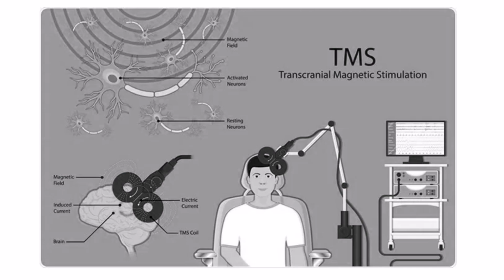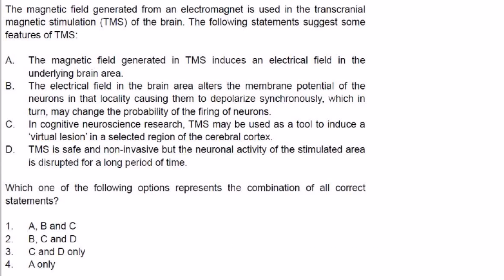Now come to the question. The magnetic field generated from an electromagnet is used in the transcranial magnetic stimulation of the brain. The following statements suggest some features of the TMS. Which are the correct ones?